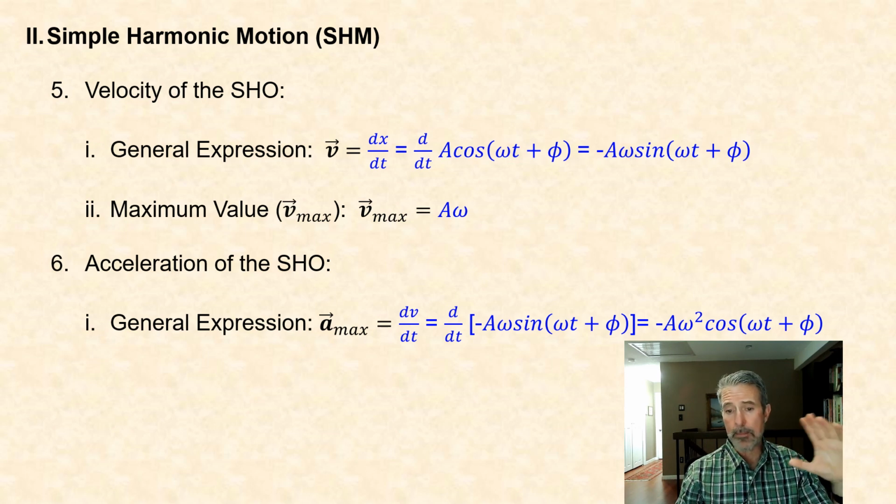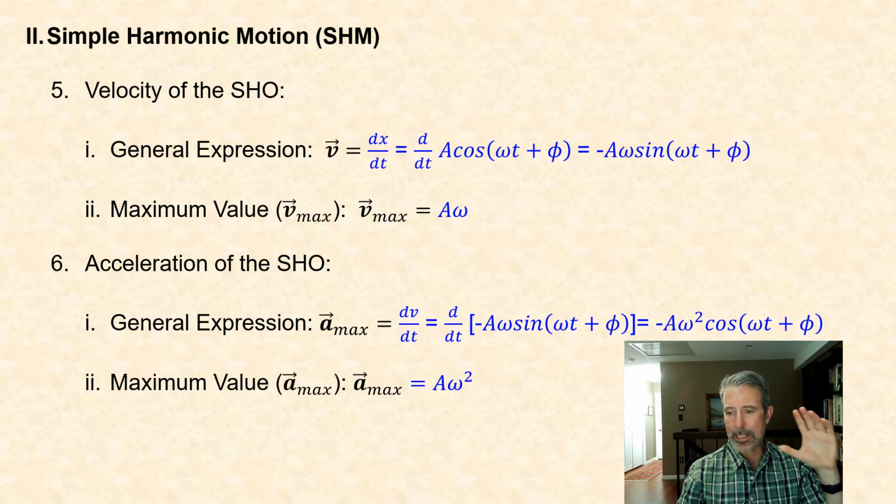Once again, we'll find the maximum value of that acceleration. A cosine function, it too has a maximum value of 1, which will then tell us that the maximum acceleration of our oscillator would have a value of a times omega squared.